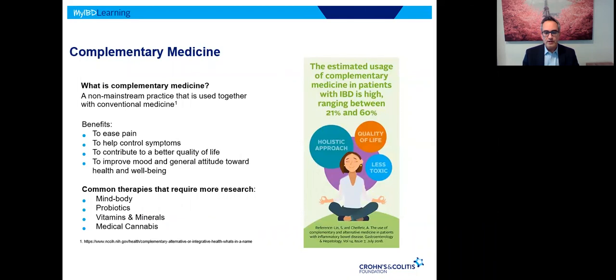Let's finally finish off with talking a bit about complementary medicine. Complementary medicine is a non-mainstream practice that is used together with conventional therapy to bring about benefit. And the benefits can include easing pain, helping control symptoms, contributing to a better quality of life, and improving mood and general attitude towards health and well-being. And common therapies that require more research but are promising include mind and body therapies, relaxation, mindfulness, hypnosis, acupuncture, yoga, exercise.